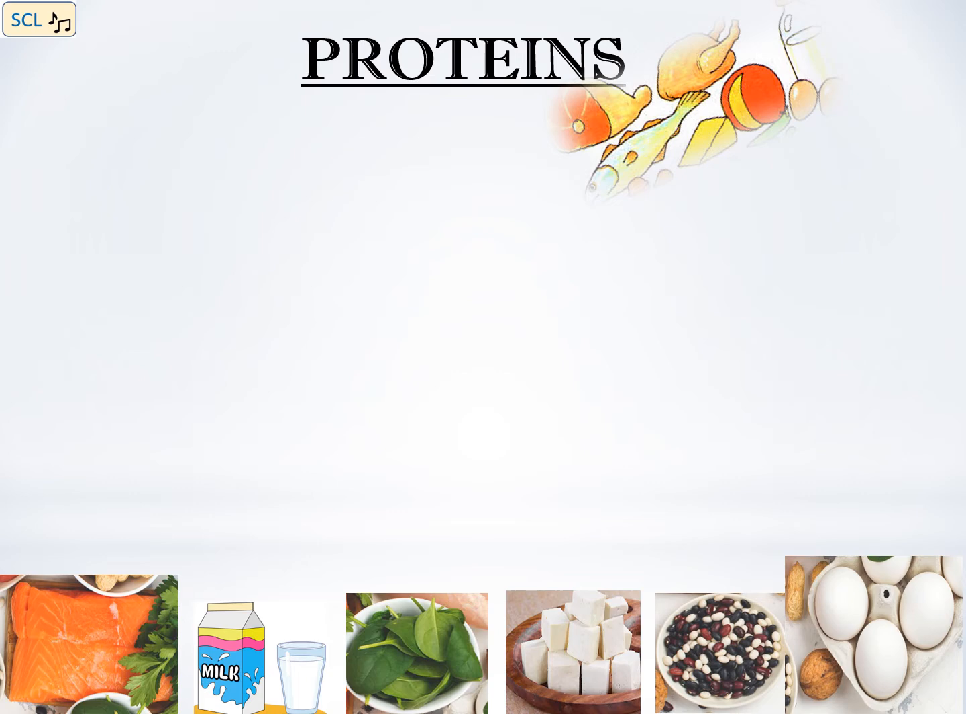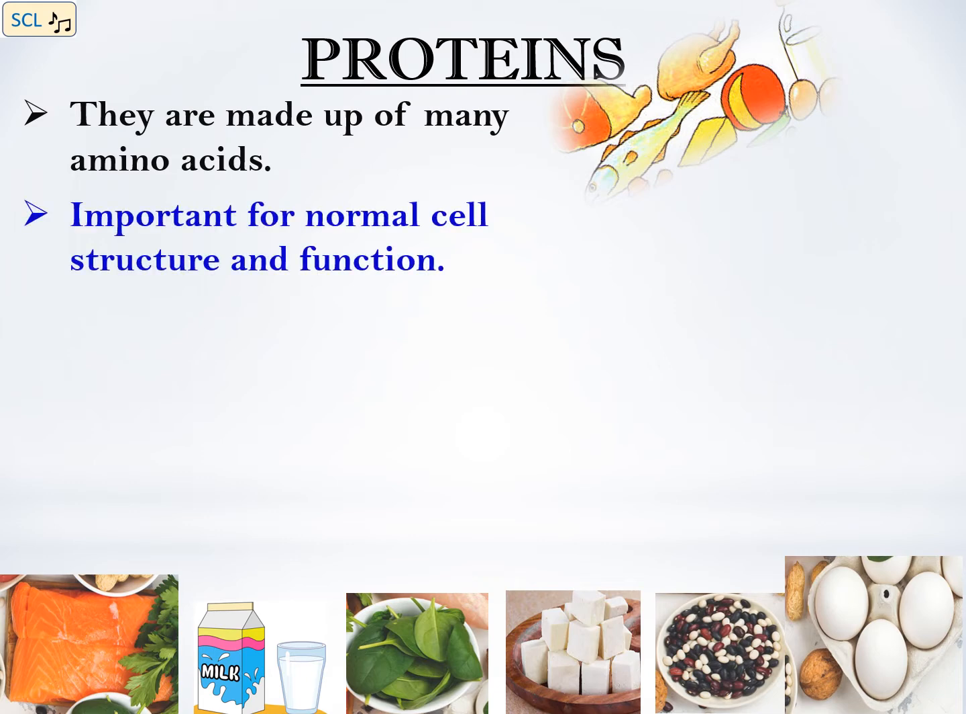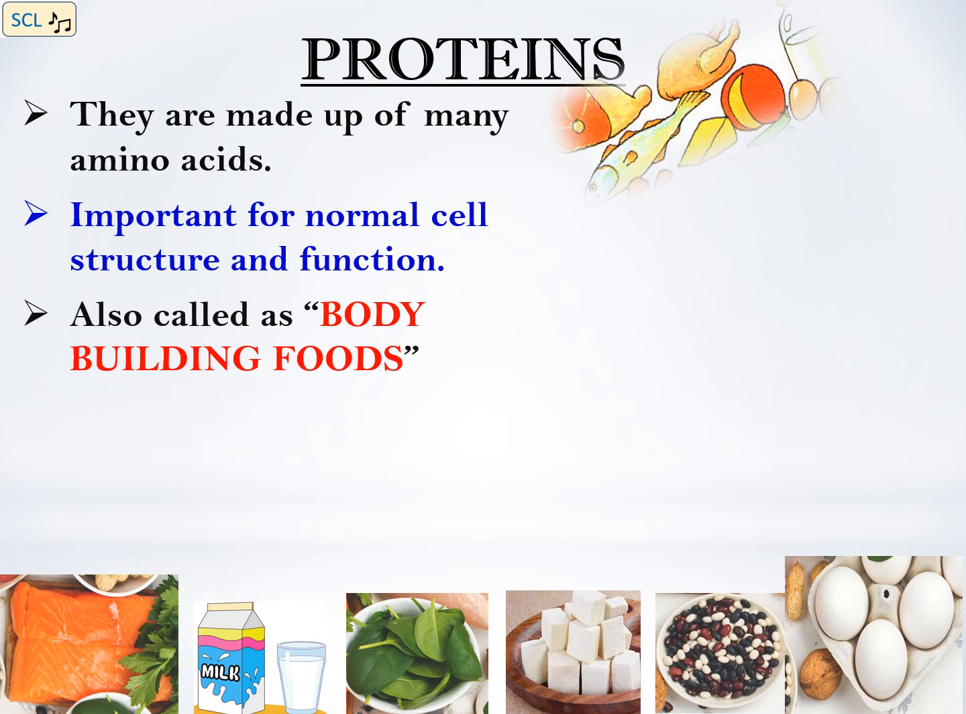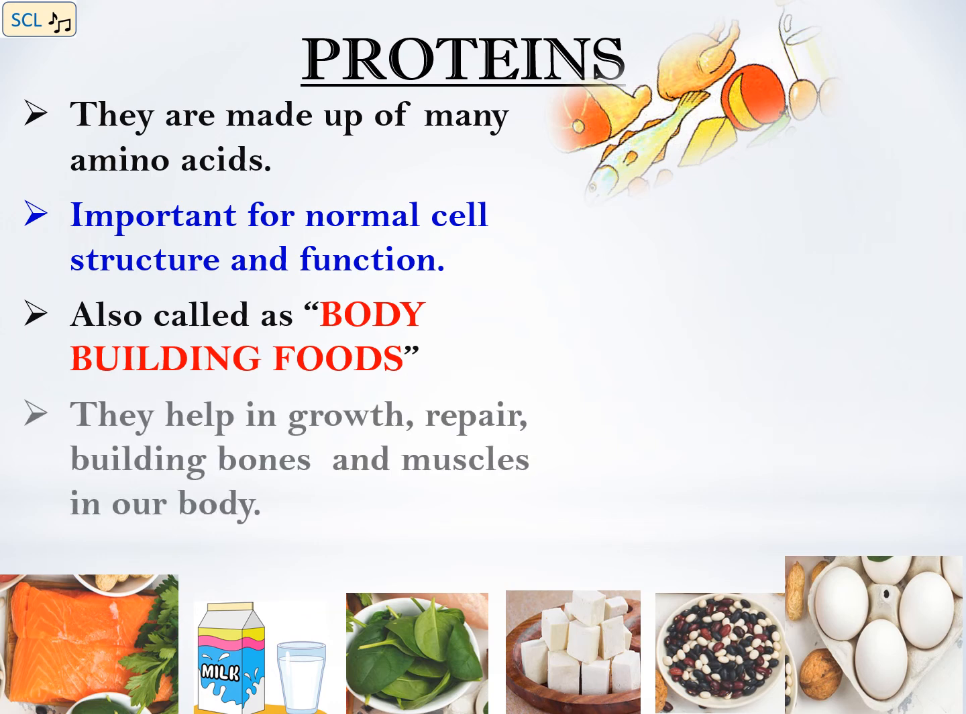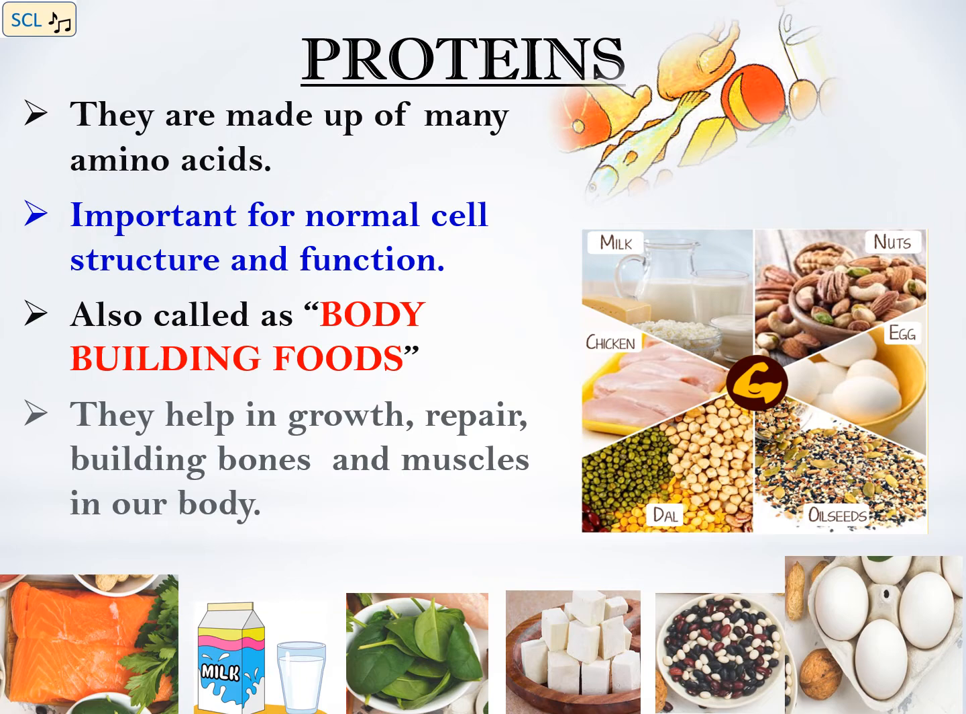Next important nutrient is proteins. They are made up of amino acids. They are important for normal cell structure and function, so called as bodybuilding foods. They help in growth, repair, building bones and muscles in our body. Example of protein-rich food are milk, chicken, nuts, egg, dal and oil seeds.